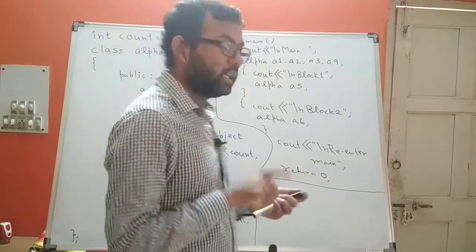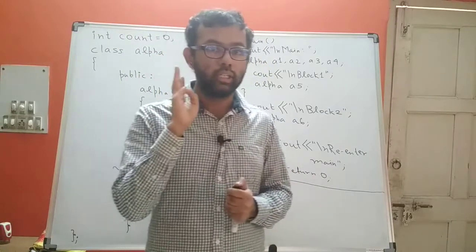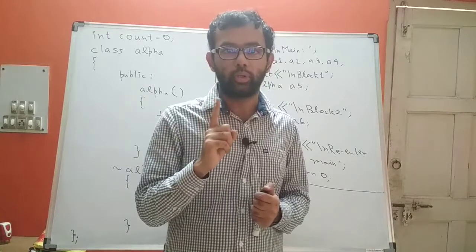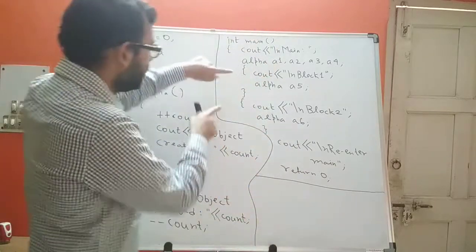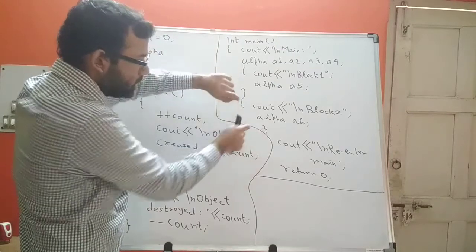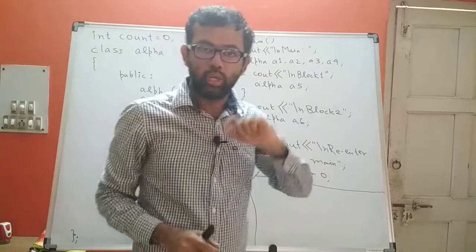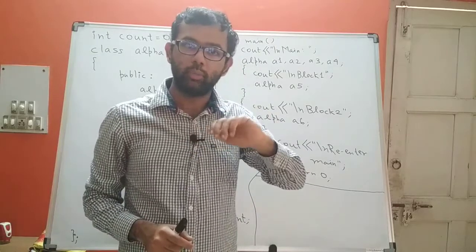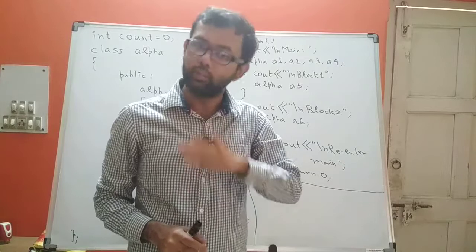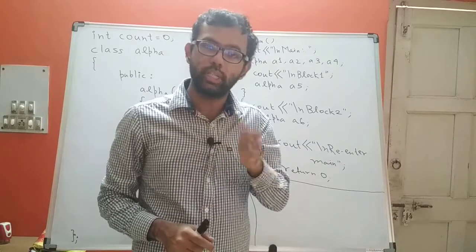What did I say? I said that destructors will be invoked in 3 scenarios. One, if the control of your program leaves a block. What is a block? This is a block, a block of statements. This is another block of statements. Whenever your control enters a block, and after entering the block, when the control leaves the block, the destructor is invoked.